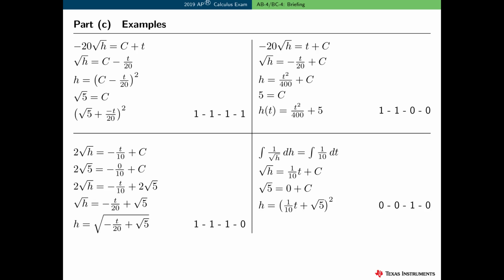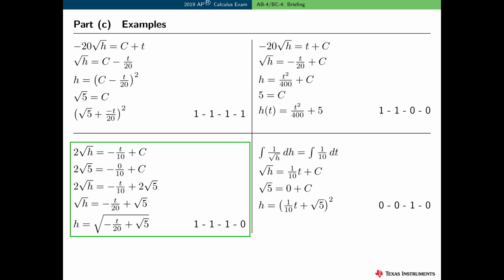Here are some responses in Part C and how each was scored. In this example, implied separation of variables and integration, timely use of the constant of integration and the initial condition, and an explicit correct expression for h. This earns all 4 points in Part C. Here, implied separation and integration, timely use of plus c, but bad algebra prior to using the initial condition. This earns the first 2 points only.